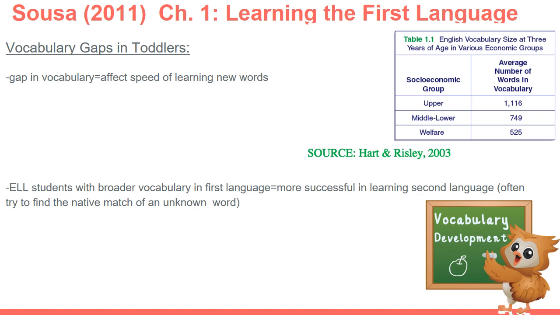Especially with cognates, for example, when a younger child hears the word science and then thinks, oh, that sounds like the word ciencia in Spanish, they connect that meaning through the cognates. So this once again reiterates the importance of English language learners developing a strong vocabulary in their first language so that they can transfer and acquire their second language, which in the United States would be English, at a much quicker pace.